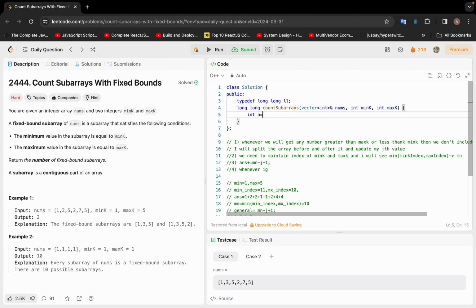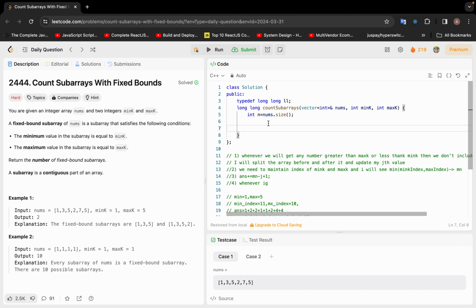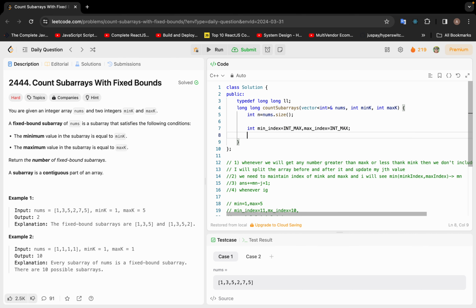First, what will I do? I will simply take a min index, which will be equal to int max at starting, and I will take a max index, which is also equal to int max. This min index is for the min k index, and this max index is for the max k index, right?